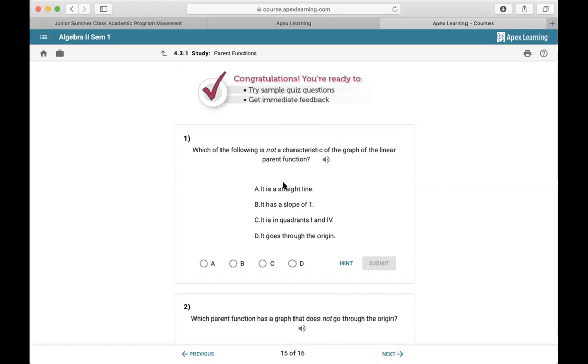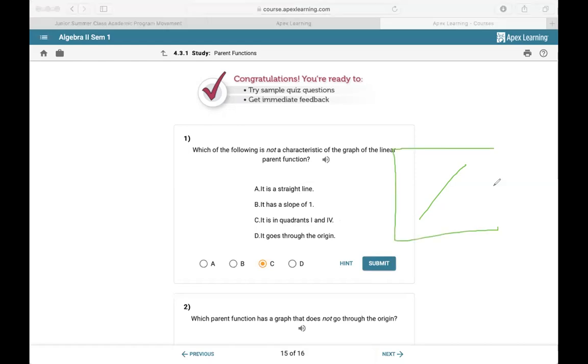Okay, well, we know that a linear line is going to be a straight line, right? It's going to look something like this. It's going to have a slope of 1. We just said that. It's in quadrants 1 and 3, and it goes through the origin. Okay, it goes through the origin. All right, so it is a straight line, has a slope of 1, and it goes through the origin. So the one that it's not is the quadrants 1 and, oh, and I lied to you, I'm sorry. In Roman numerals, IV is 4. All right, in Roman numerals, IV is 4.